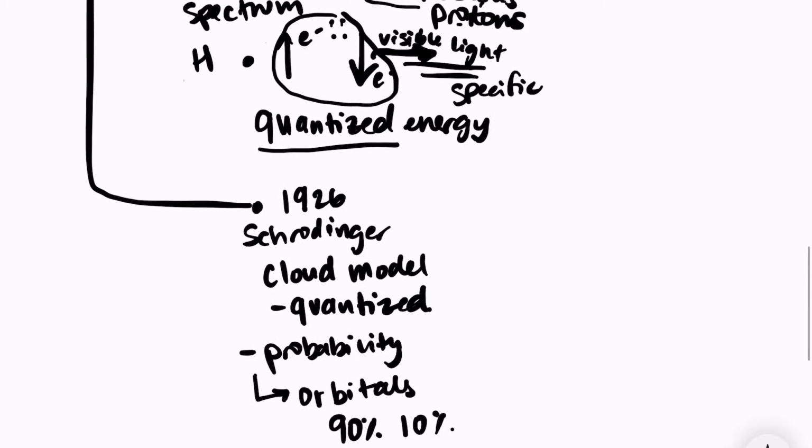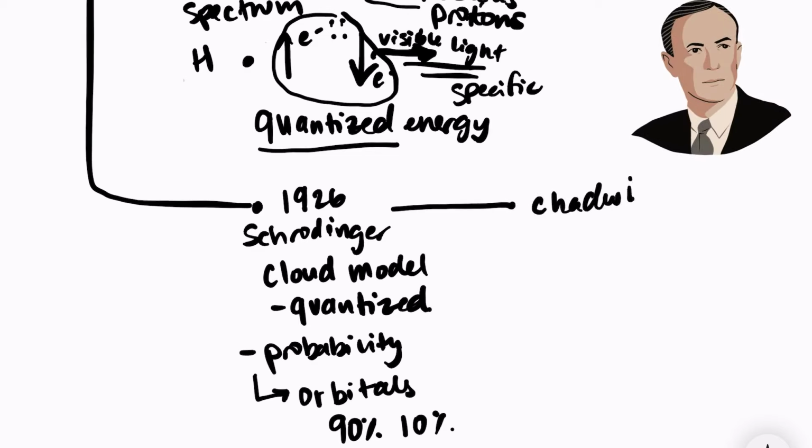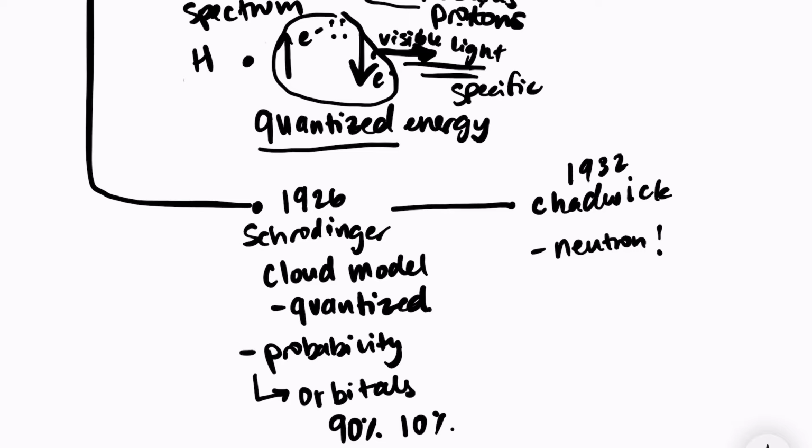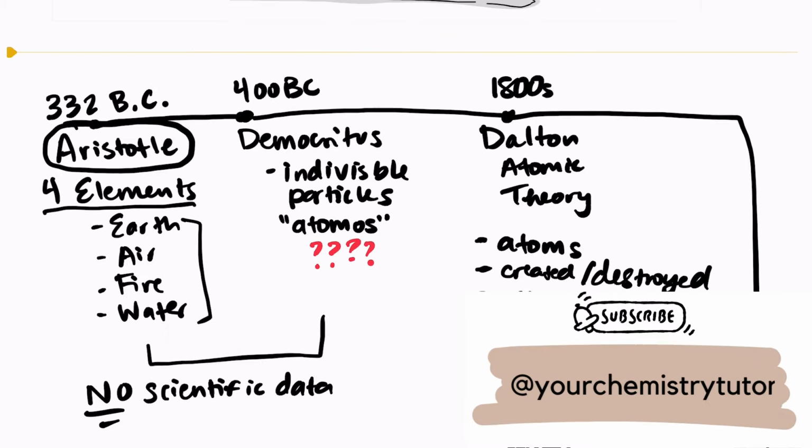And the last person we need to briefly talk about was James Chadwick. In 1932, he finally discovered the neutron. And the neutron was the last to be discovered because it doesn't have an electric charge. It's not positive, it's not negative. So it was the more challenging subatomic particle to find for sure. This was a map of the atomic theory.